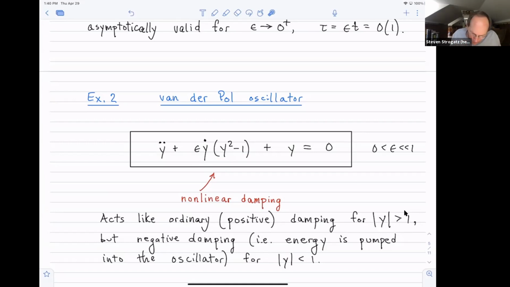On the other hand, if it gets too small, this term becomes negative, which means that it's negative damping, which is not a familiar concept, but that corresponds to energy being pumped in rather than being dissipated. In other words, if the amplitude gets too low, it starts pumping itself back up. And so you could sort of intuitively expect that this system will settle down to some kind of oscillation at a certain amplitude where the pumping is balancing the ordinary linear damping corresponding to this epsilon y dot.